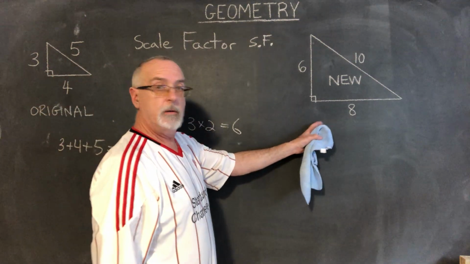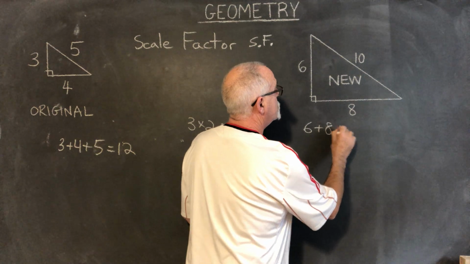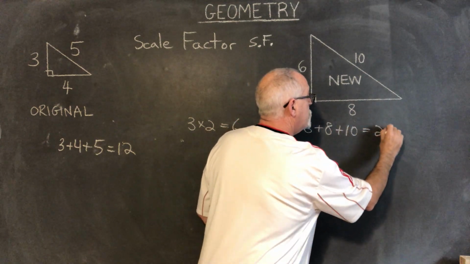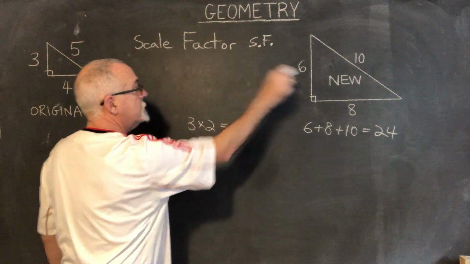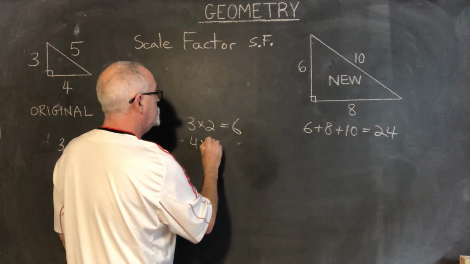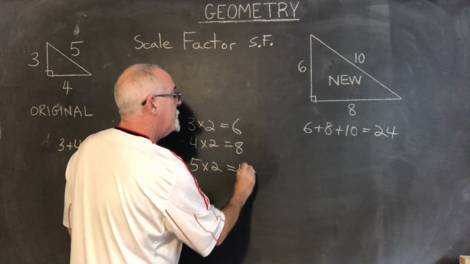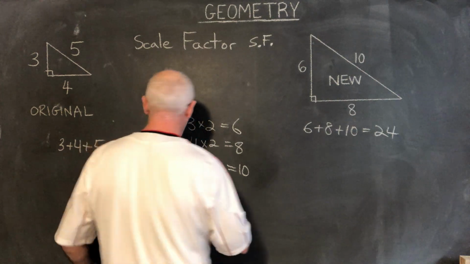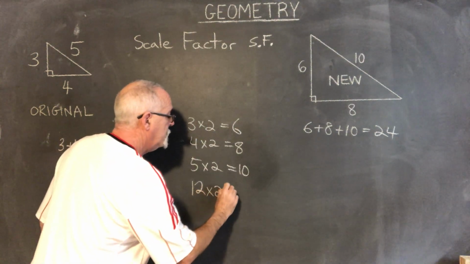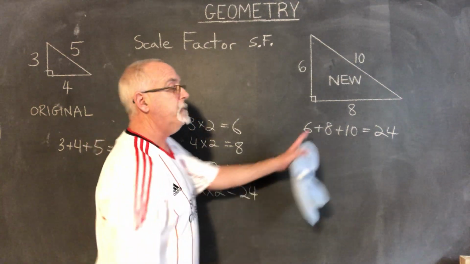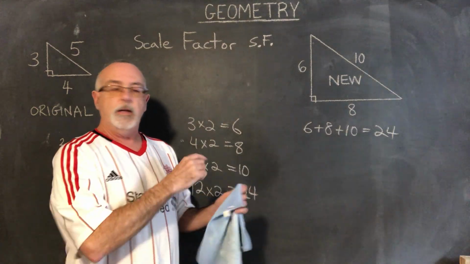What about this one? 6 plus 8, that's 14, plus 10 equals 24. Oh, so the scale factor is applying to everything. 3 times 2 gives the 6, 4 times 2 gives the 8, 5 times 2 gives the 10, and even the 12 perimeter times 2 gives the 24 perimeter for this one. It's working for all of the things that we measure with a ruler with these 2 triangles.